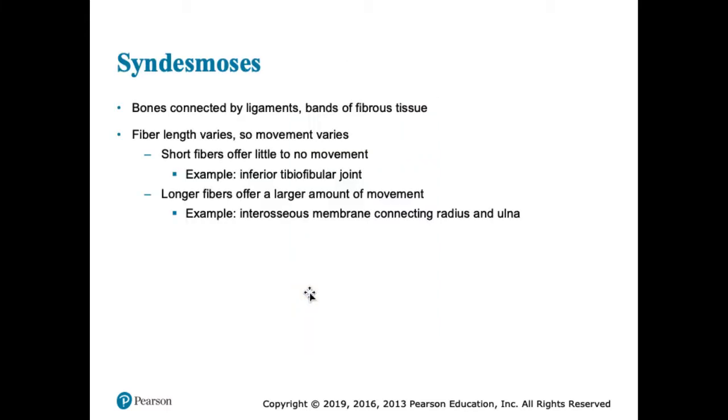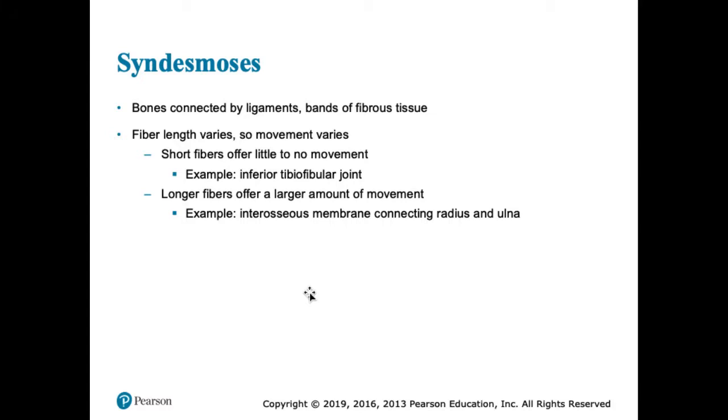These syndesmoses are where bones are connected by ligaments or bands of fibrous tissue. These fibers vary in length, so movement varies as well. The short fibers offer little to no movement. One example of this is the inferior tibiofibular joint. Then longer fibers have a larger amount of movement. An example of this is the interosseous membrane connecting the radius and the ulna.